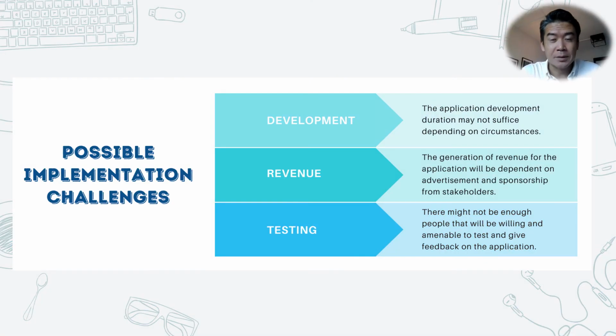During the implementation, some challenges may arise. First, it might be a challenge to find a developer, and the allocated time may not be enough to fully develop iChat. Second, since the application is offered for free, it will be a huge challenge to acquire sponsorship from different public and private stakeholders. Thirdly, there might be difficulties in looking for available and willing participants to test the application and give feedback for its improvement and effectivity.